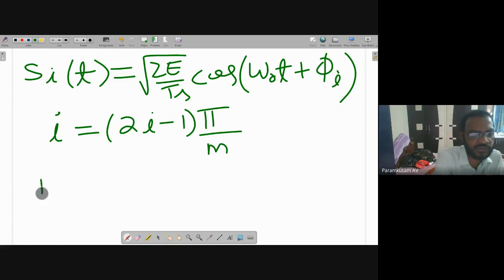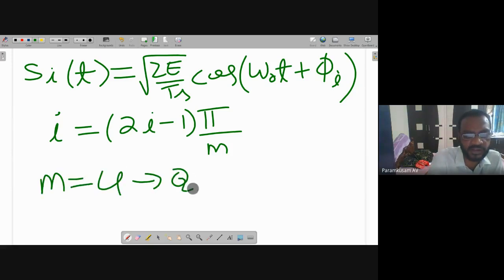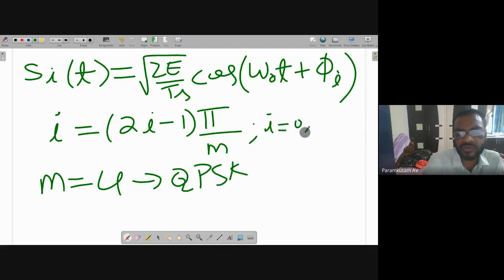Suppose M is equal to 4. M is equal to 4 means QPSK. What are the i values? i is equal to 0, 1 up to M minus 1. Take QPSK, then see what values we get.